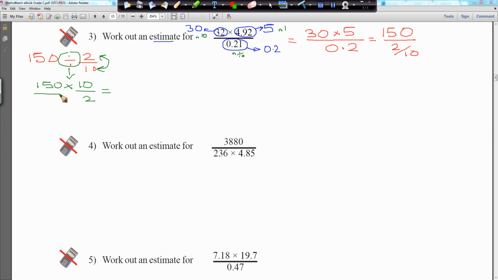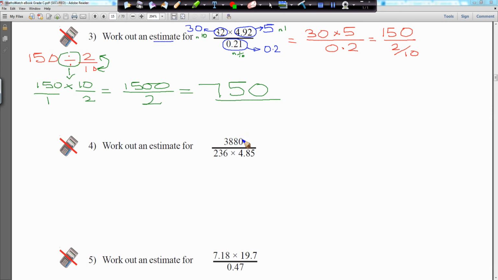So we now have 150, which we can write as 150 over 1, times 10 over 2. 1 times 2. So that gives us a nice answer: on top, 150 times 10 is 1,500, and 1 times 2 is 2. 1,500 divided by 2, what's half of 1,500? Should give us a nice, lovely answer. 750 is half of 1,500. And that should give you the right answer for question number 3. Let's move on to question number 4.